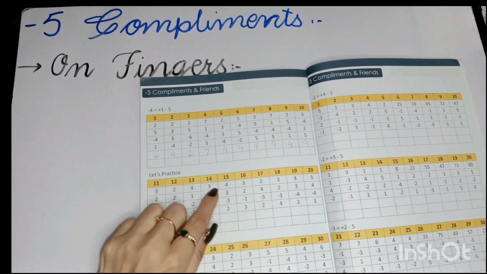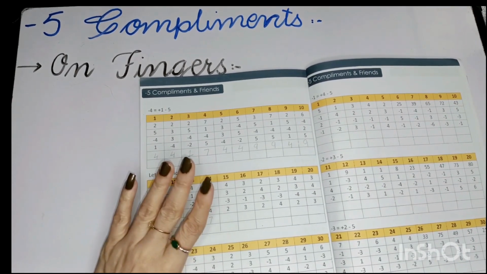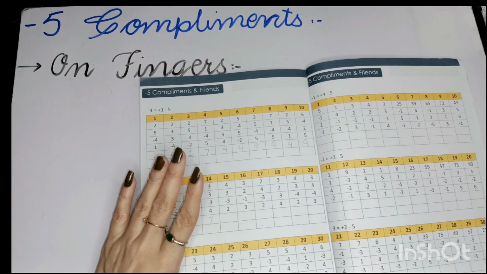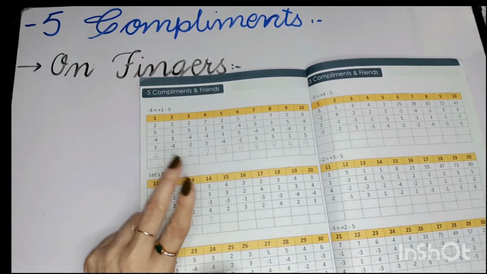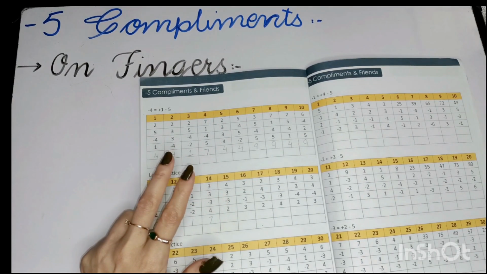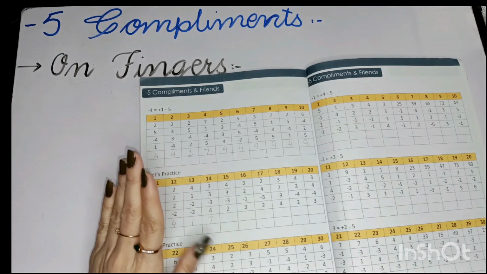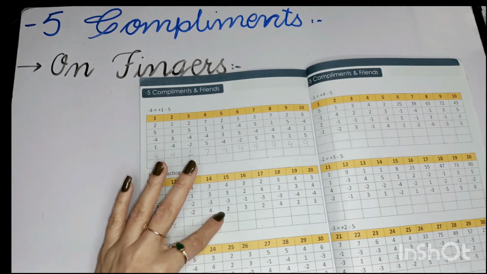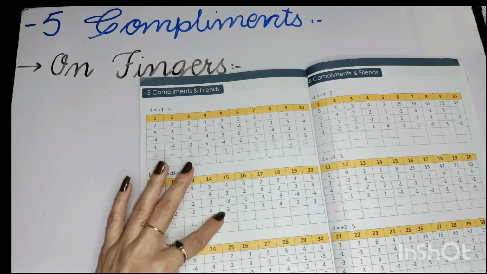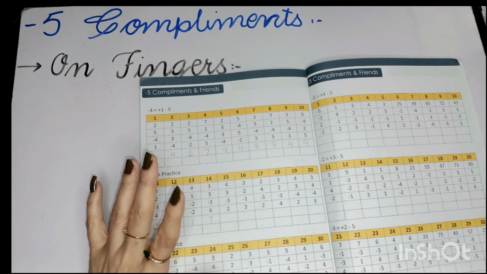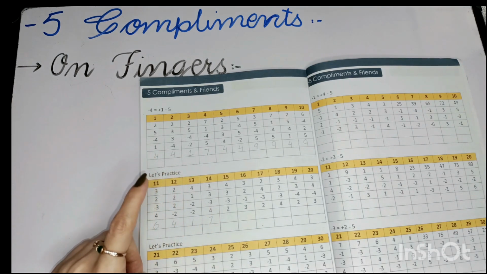And the next question is plus 4 plus 3, plus 4 plus 3 means plus 5 minus 2. Then minus 3 plus 2 minus 5. Then plus 2 again we have to use the formula, plus 2 plus 5 minus 3. So we got the answer 6.